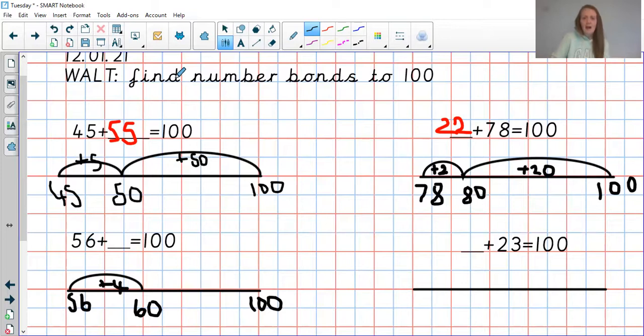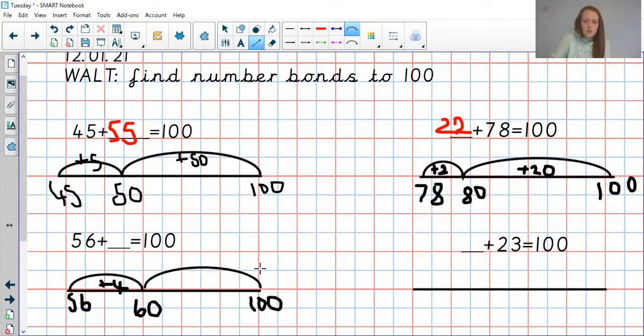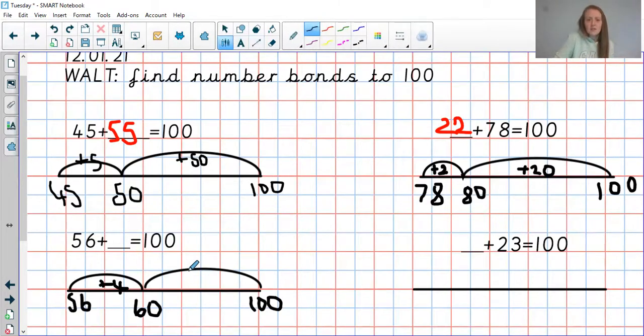There we go. And then my final jump on here, if I can just get the line, is to go from 60 to 100. 60, 70, 80, 90, 100. So I've done 4 jumps, 4 10s, which is 40. So I'll write that in there, add 40.